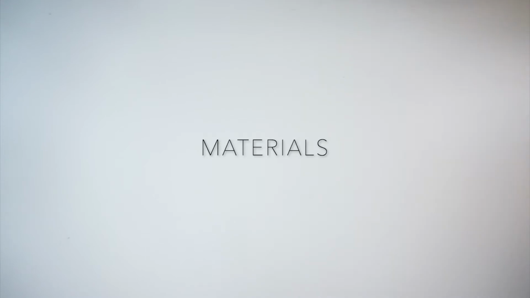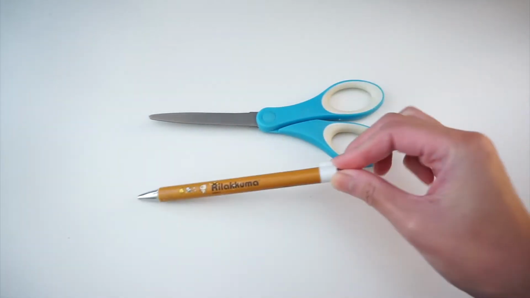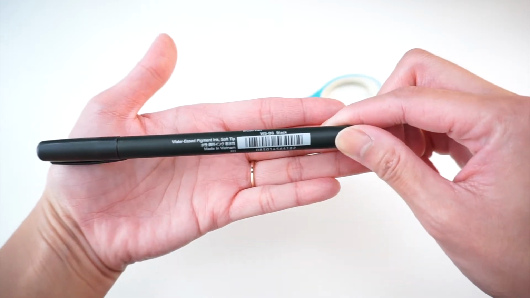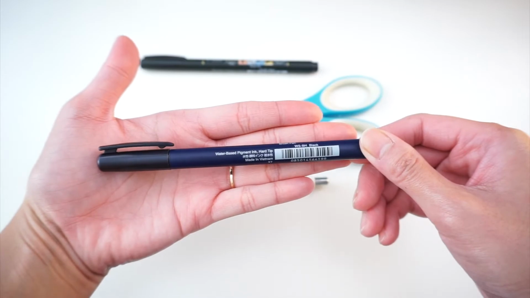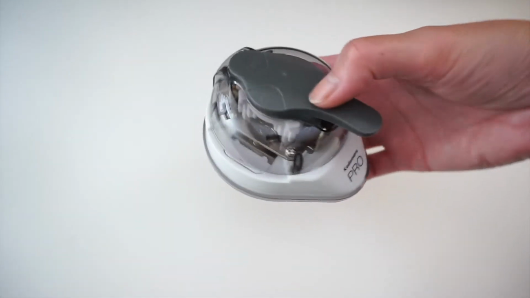Here are the materials you will need: a printer, cardstock paper, a paper cutter, a pair of scissors. These are optional: a pencil, an eraser, and calligraphy brush pens. Also optional, but I highly recommend getting a corner cutter.